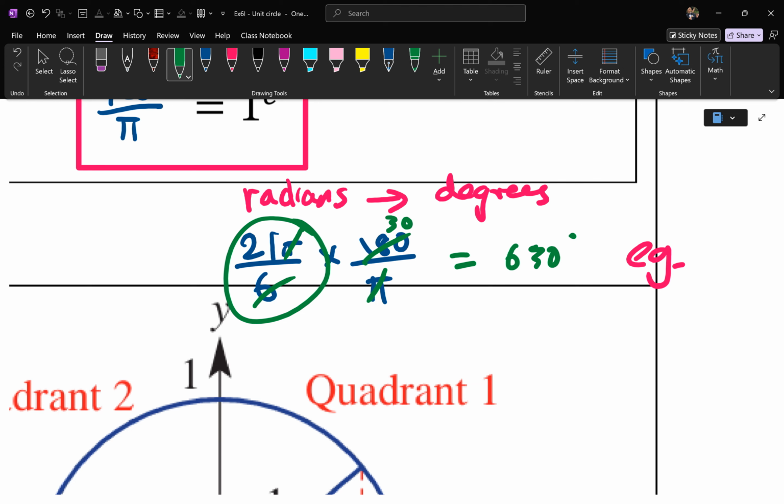Why do you need to know how to convert? It's because they might give you 630, and then you need to be able to convert it, or you can just work out the multiples. But that's the reason why you need to first know the conversion.